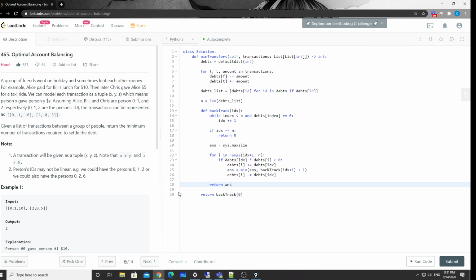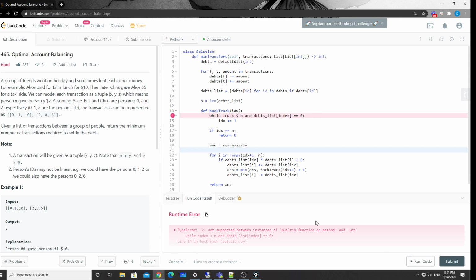Cool. Oh, actually, sorry. From here onwards, we should start using this list here, not the original debts here. That's why I need to copy everything here. Cool. Yeah, I think that should be it. Let's try to run the code here.